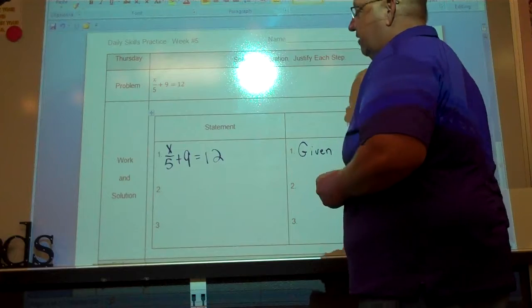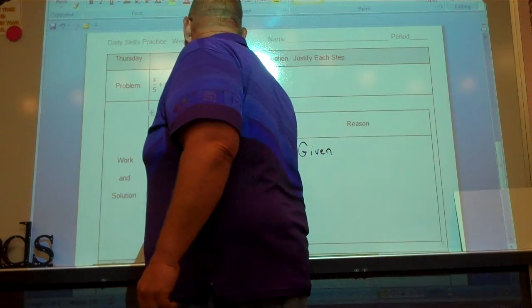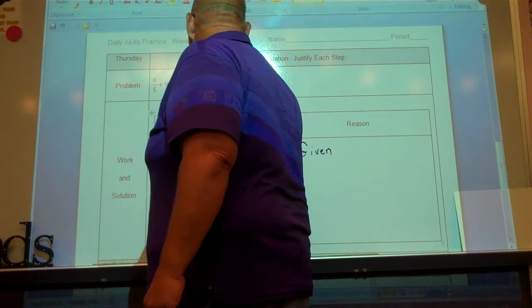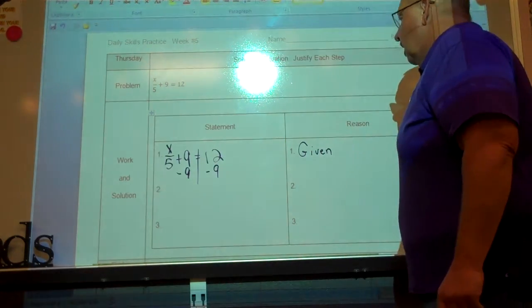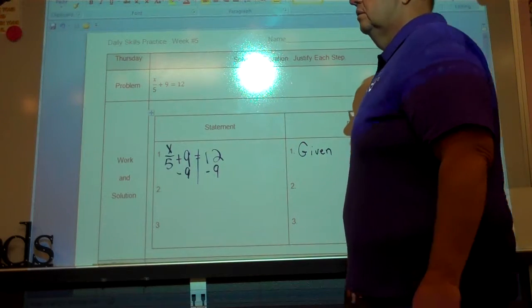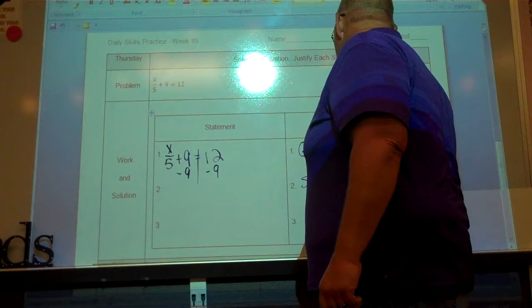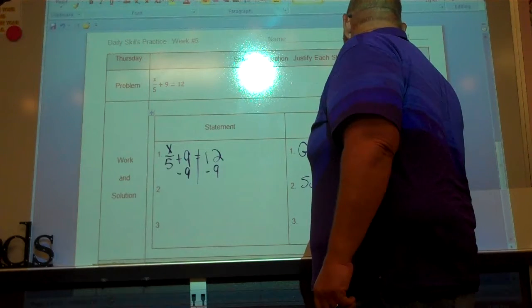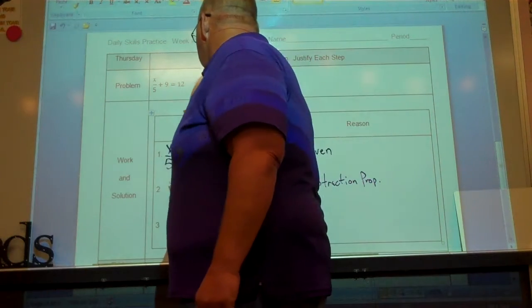Andres, what do we do next? We minus 9 both sides. Minus 9 from both sides. Okay. Why do we minus 9 from both sides? Because we want to get the x by itself. Okay. And what is that reason called? Subtraction. Right, the subtraction property. Okay, so make sure you get that written down.